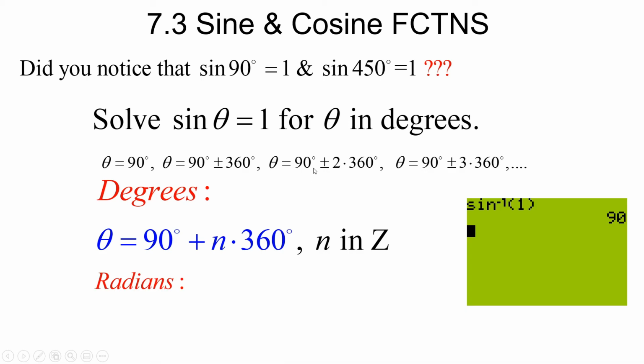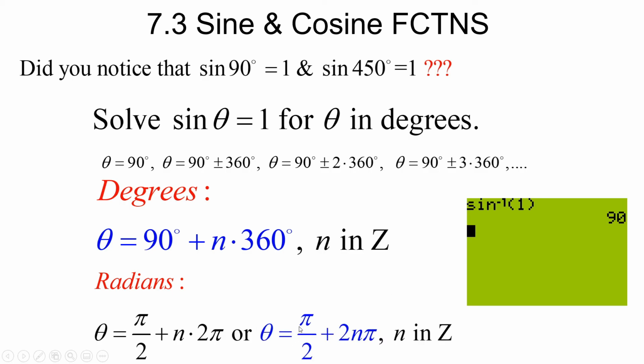Now, what if you're in radians? Well, let's just convert things to radians here. So theta equals 90 degrees in radians. Picture it. That's right, pi over 2 plus n times, and what's 360 degrees in radians? That's 1 revolution. That'd be 2 pi. And now we like to write this as theta equals pi over 2 plus 2n pi, where n is in the integers. Put some stars next to that and make sure you understand it.